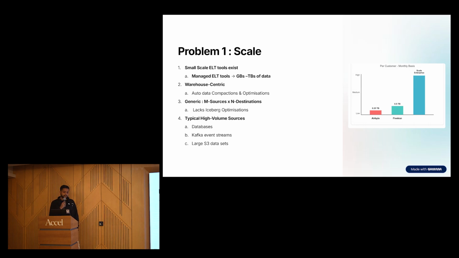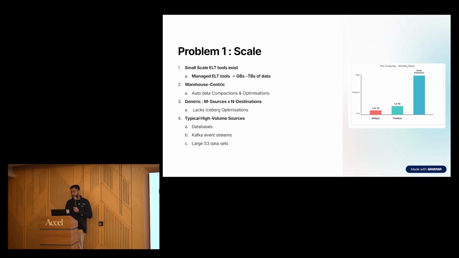So scale as a problem, it's basically like Iceberg as a technology is supposed to be enterprise scale. Usually the enterprise scale looks like terabytes to petabytes. And what we have seen in the current ingestion tools in the market, like Fivetran or Airbyte, is they are usually catering to almost half a terabyte or a quarter of a terabyte on average per customer. And these are the real numbers.